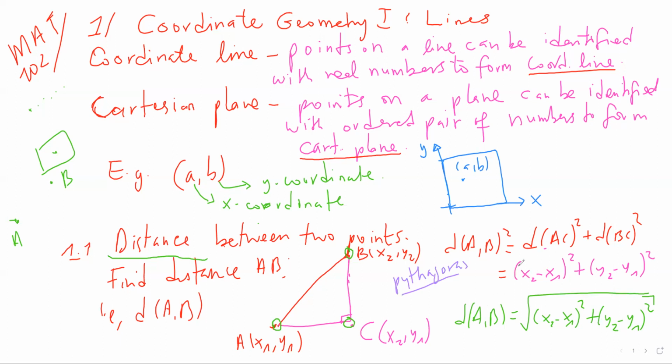So if you take the distance AC, you have (x2 minus x1) squared, plus the distance BC, you have (y2 minus y1) squared. So the distance AB is the square root of the sum of squares of (x2 minus x1) and (y2 minus y1).